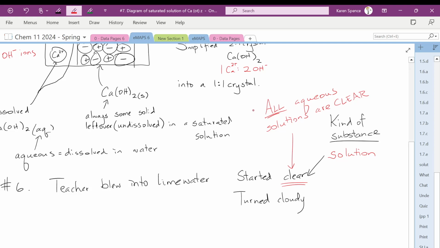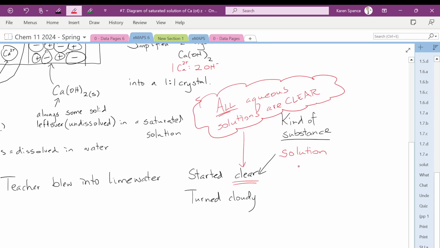So we know that all aqueous solutions are clear. What is another name for a solution? Tell your partner. Another name for a solution? Think about it. Yeah, let me get my solution out really quick.